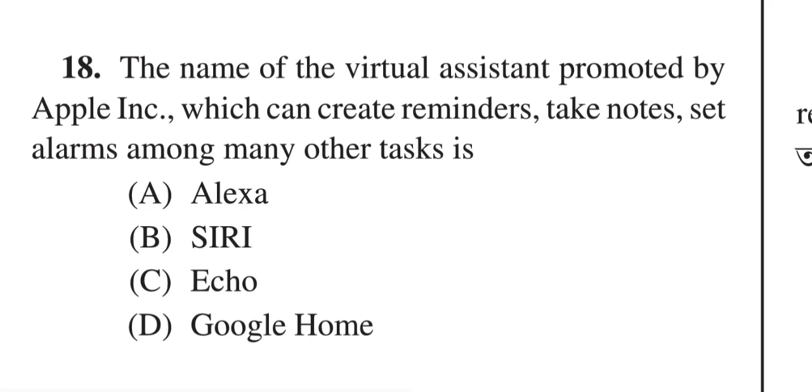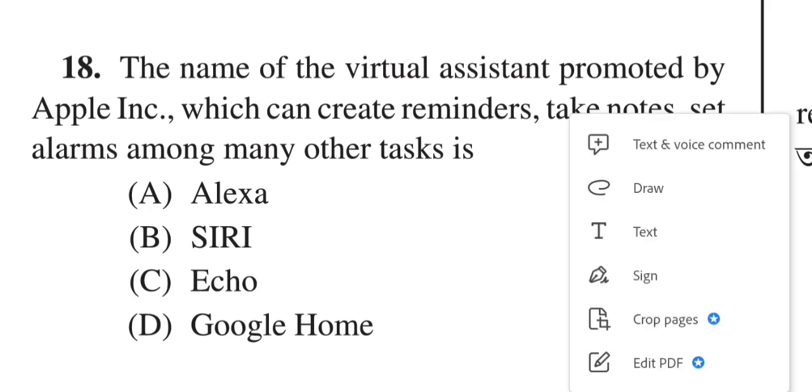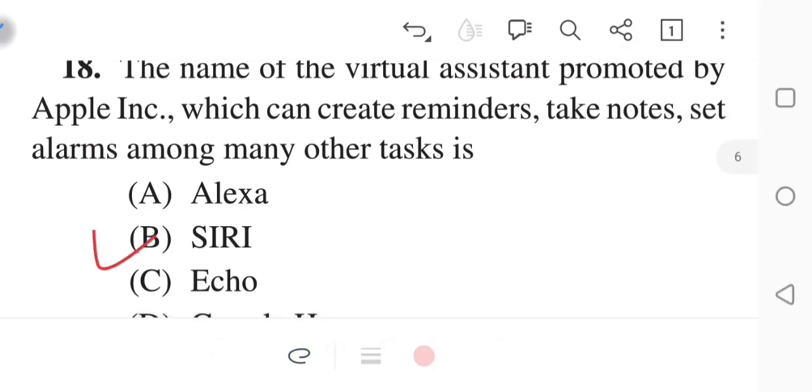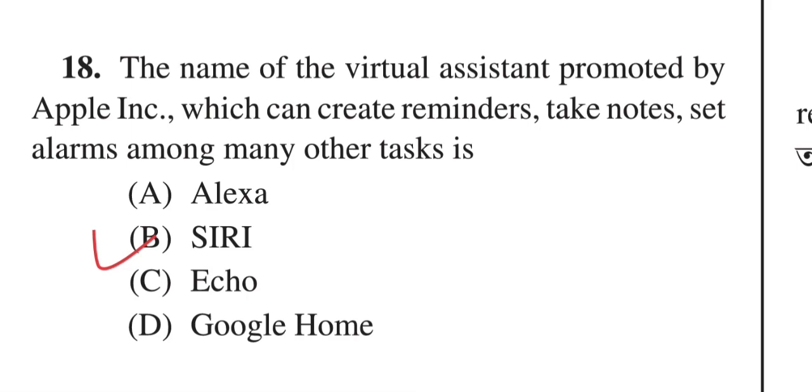Let me reiterate it. It says the name of the virtual assistant promoted by Apple Inc., which can create reminders, take notes, set alarms among many other tasks is what? Alexa, Siri, Echo, Google Home. The correct answer is B, that is Siri, S-I-R-I. You must have used it. It is an artificial intelligence, AI technology.